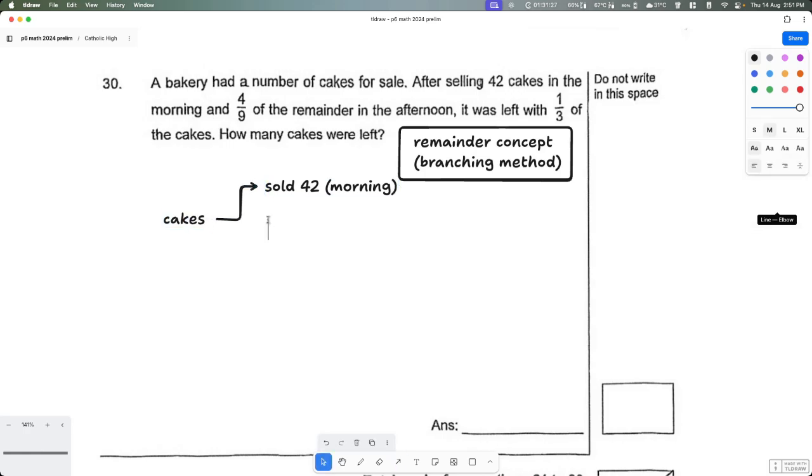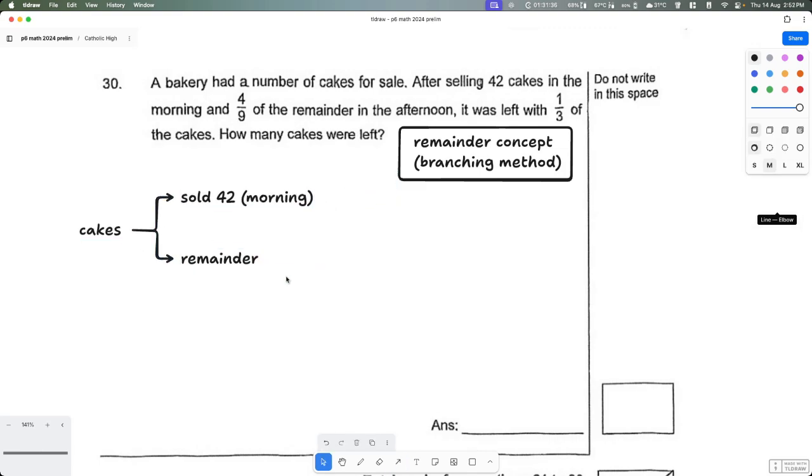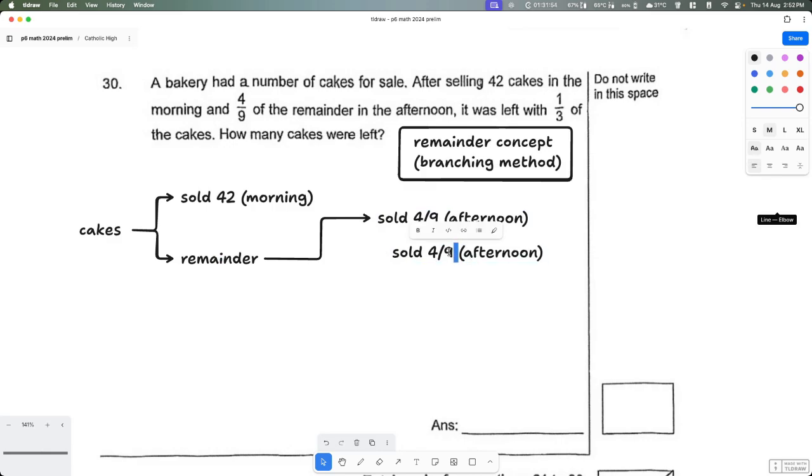Okay, and then after that, we also have the remainder. So always have the remainder like this. Okay, then after that, from the remainder, we then have sold 4 out of 9 in the afternoon like this. Okay, and so I'm just gonna put like this over here. Okay, and then after that, we are left. Okay, so left with one third as what you see over here.